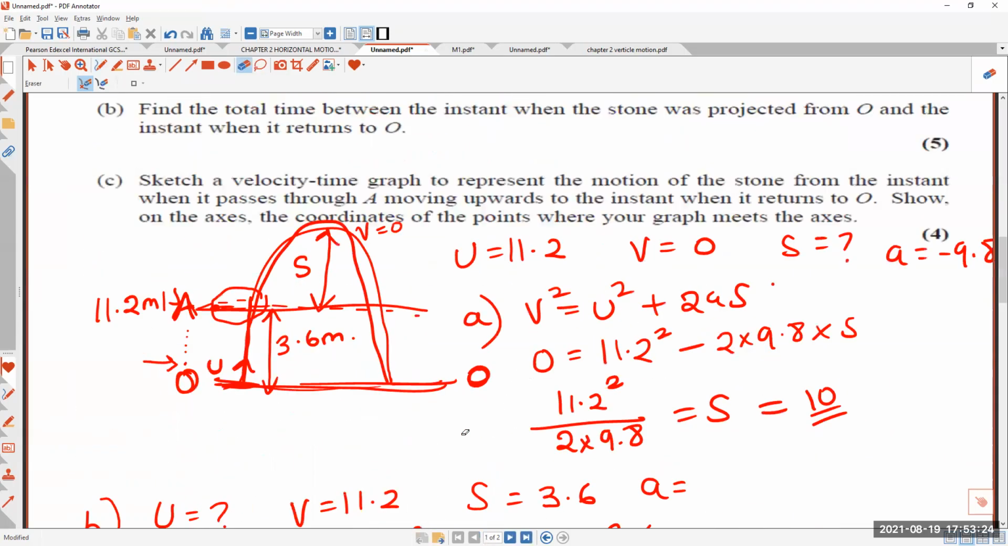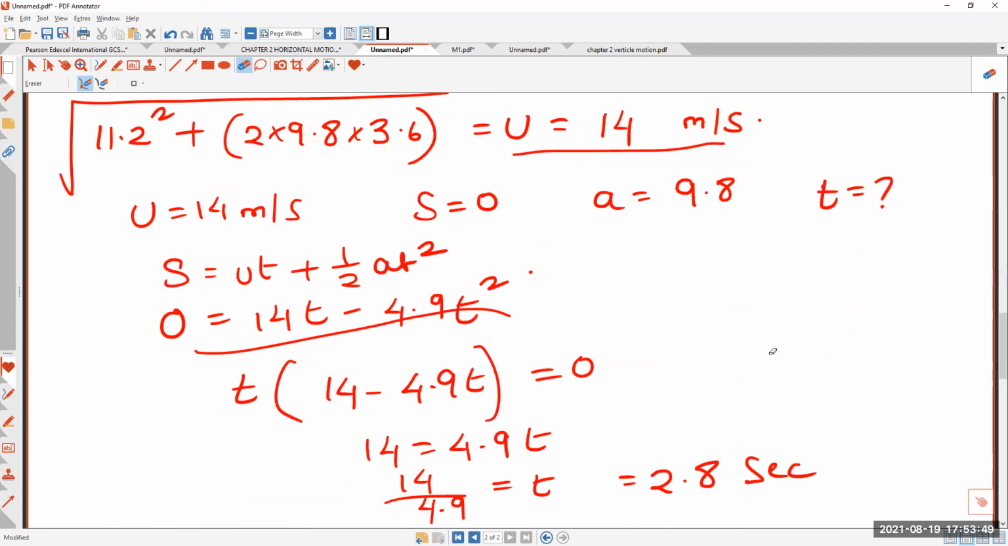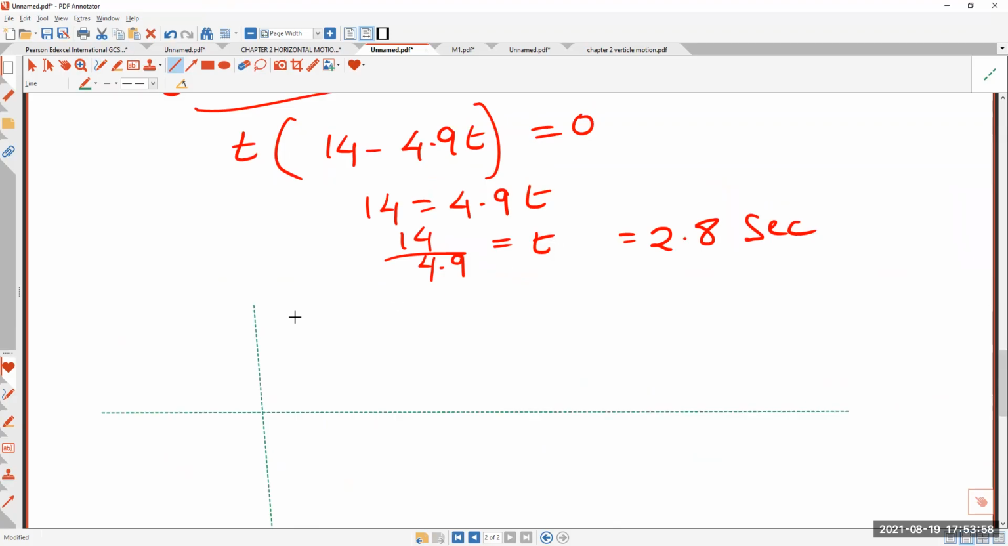Okay, now sketch the velocity time graph. দেখো guys read this. Sketch the velocity time graph to represent the motion of the stone from the instant when it passes through A, not from starting point, when it passes through A, to the instant when it returns to O. Chalo. Now if I draw a graph, your graph will look something like this. You guys know this from your physics lesson. This is how your graph would look like. ঠিক আছে?